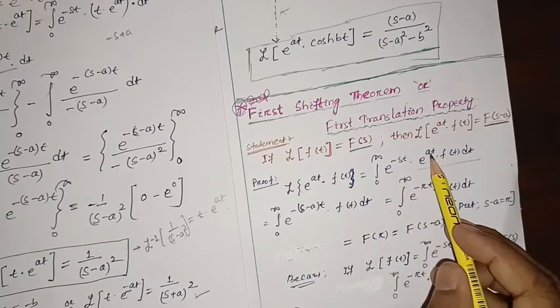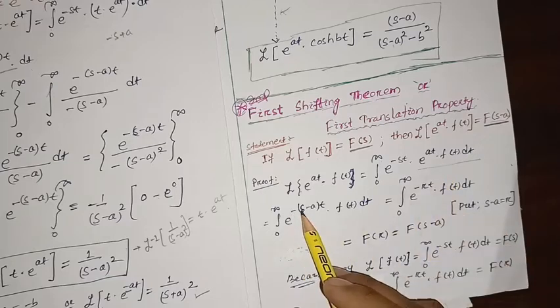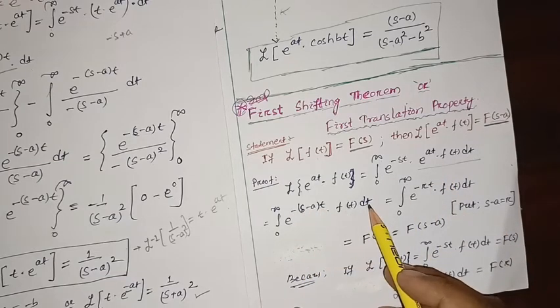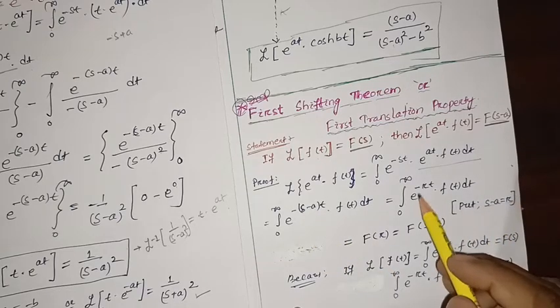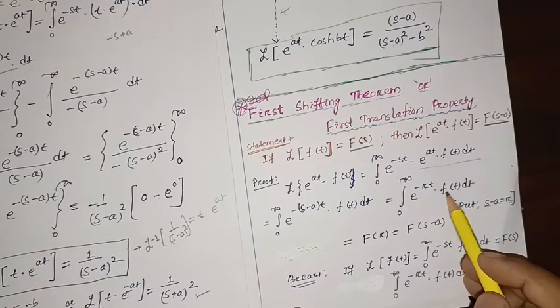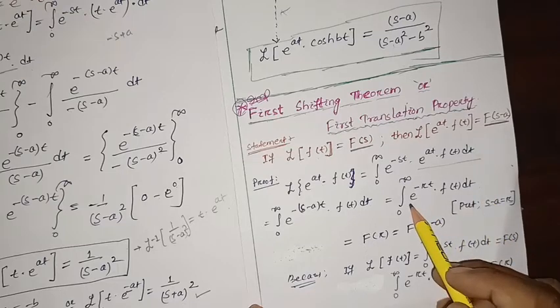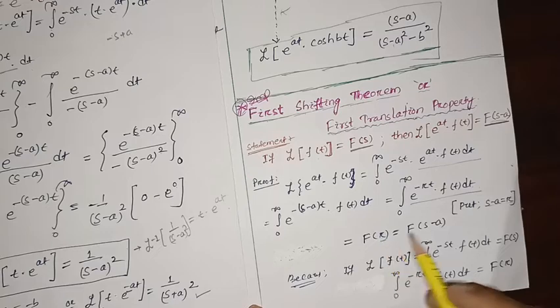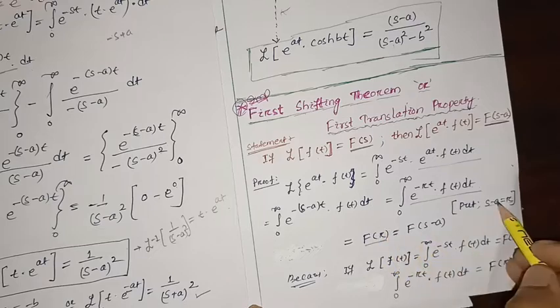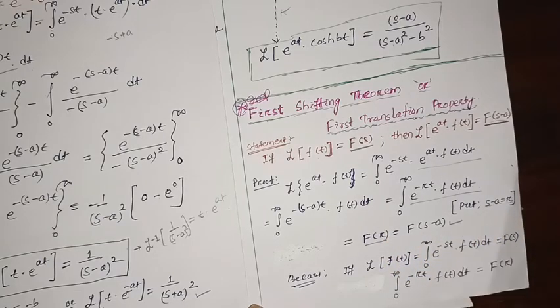So e to the minus s t and e to the a t is there. So e to the minus s minus a t f of t we can write, and s minus a is considered as r. So e to the minus r t into f of t dt. So as e to the minus r t f of t dt, we can write F of r. If it is s, it will be written as F of s. If it is r, then capital F of r. F of r we considered as s minus a. Okay.